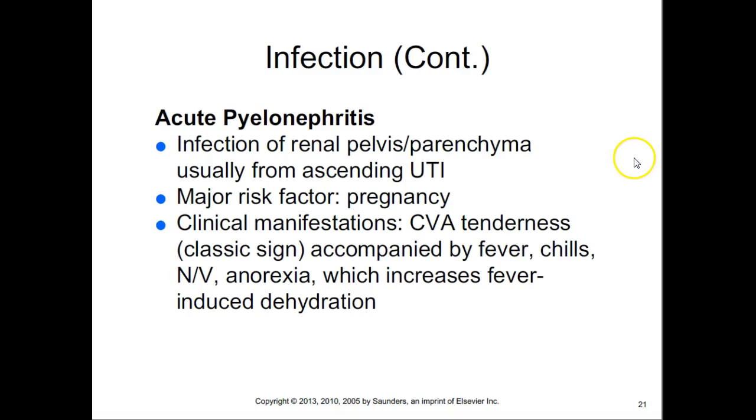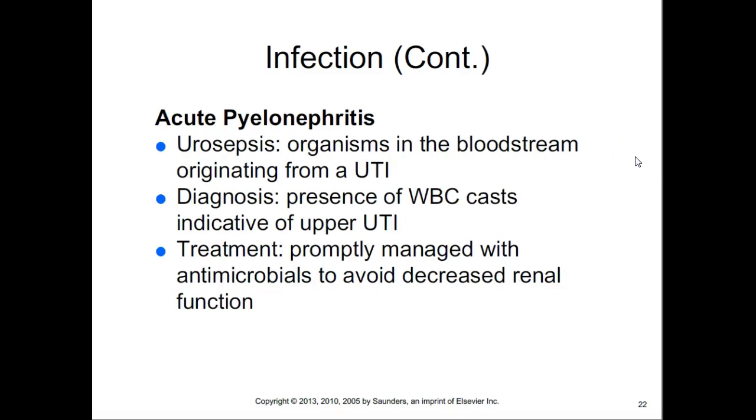All right, so CVA tenderness accompanied by fever, chills, anorexia, and increased dehydration. All right, urosepsis, right? So organisms in the bloodstream originating from the urinary tract. So diagnosis is any type of white blood cell cast, which is sort of like a crystal, but not in the form of a crystal.